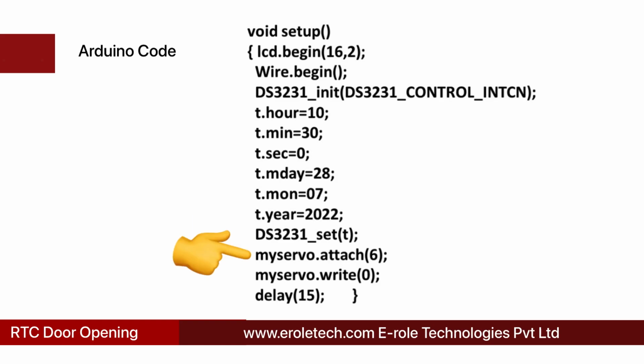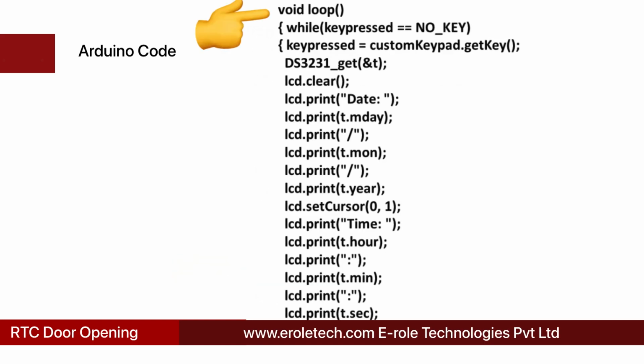myservo.attach(6) means the signal pin of the servo motor is connected at pin number 6 of Arduino. myservo.write(0) will set the servo at 0 angle. Void loop: this function will run over and over again, so whatever we write inside, it will repeat forever.